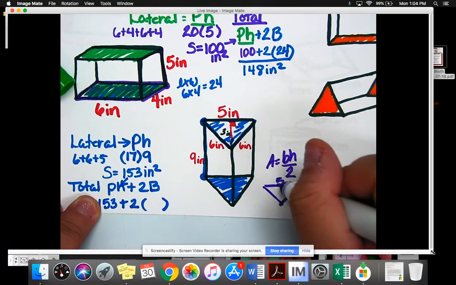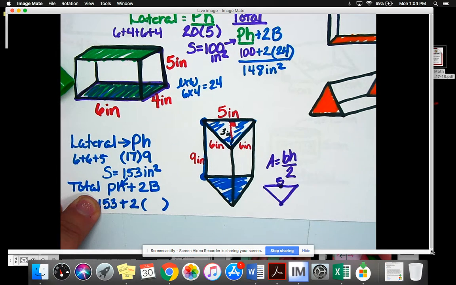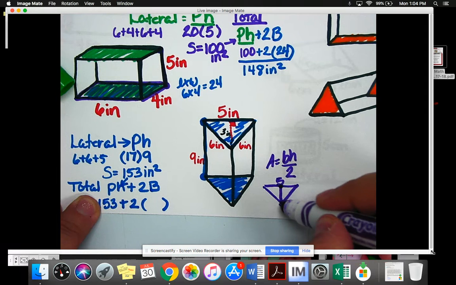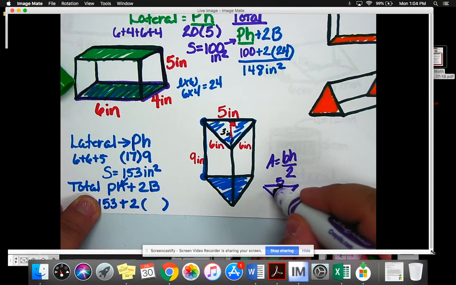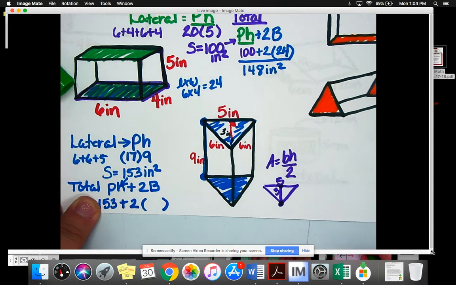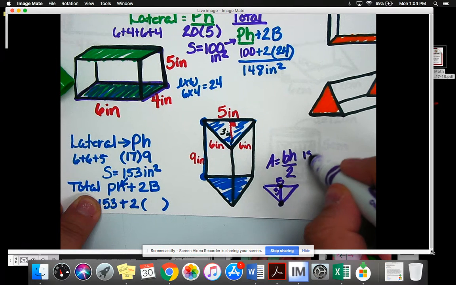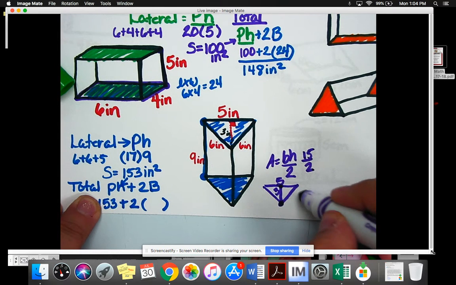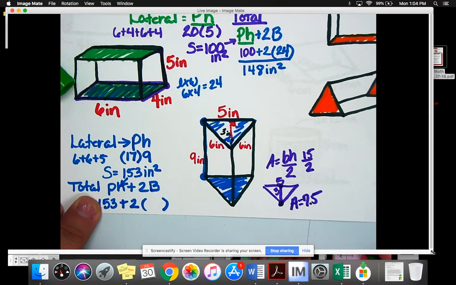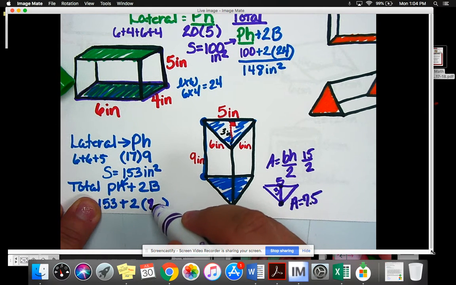The height of my triangle is the distance from the bottom of the base of the triangle to the tallest part of the triangle, which is 3. So base times height is 15. 15 divided by 2, the area of my triangle is 7.5. So I'm going to come over here and write 7.5.